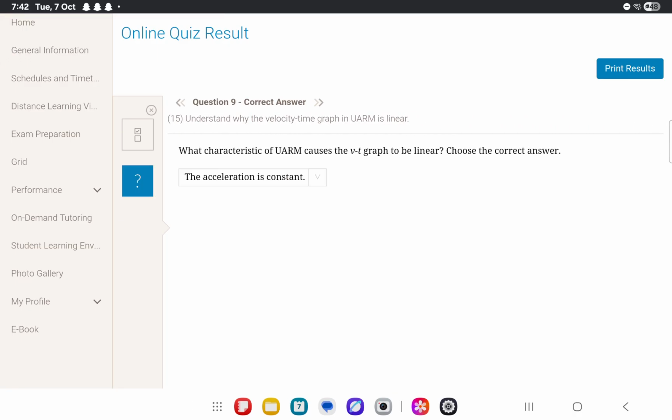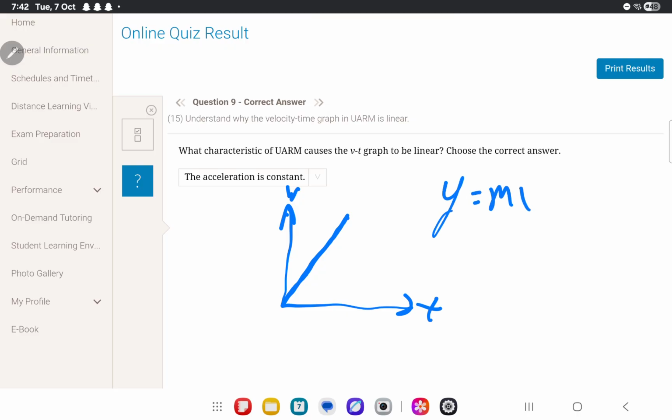Okay, question 9. What characteristic of the UARM causes the VT graph to be linear? As we've been saying for the past 20 million questions, if it's a linear line on a VT graph, it's UARM. Why? Because the acceleration is constant. The acceleration is never changing. It's the slope of this graph. And you know, in a linear line, y equals mx plus b, right?